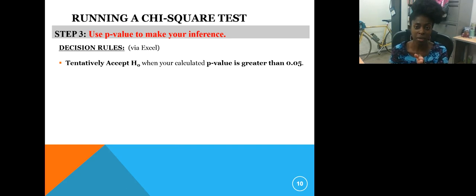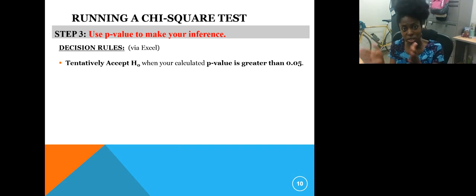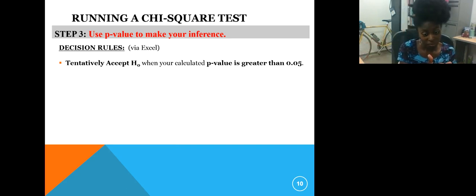We tentatively accept H naught, which means, what does it mean when you're accepting the null hypothesis? Well, you're accepting that there's no relationship between these two variables, right? And when do you do that? When the p-value that you just calculated is greater than 0.05. Okay, lots to talk about here, so we're going to take it a step at a time.